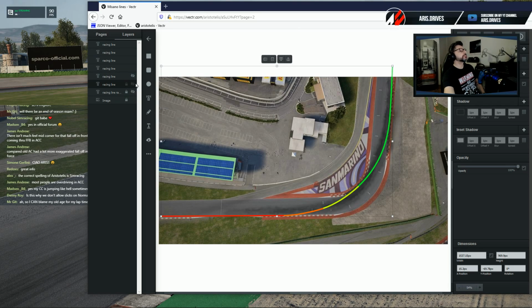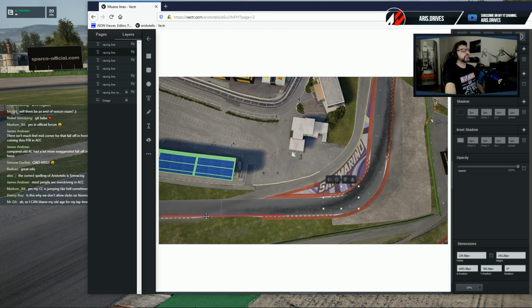So what I do is I'm going to separate my turn into four different sectors. So the first one, of course, is the braking zone. And this red zone, you can see it here.